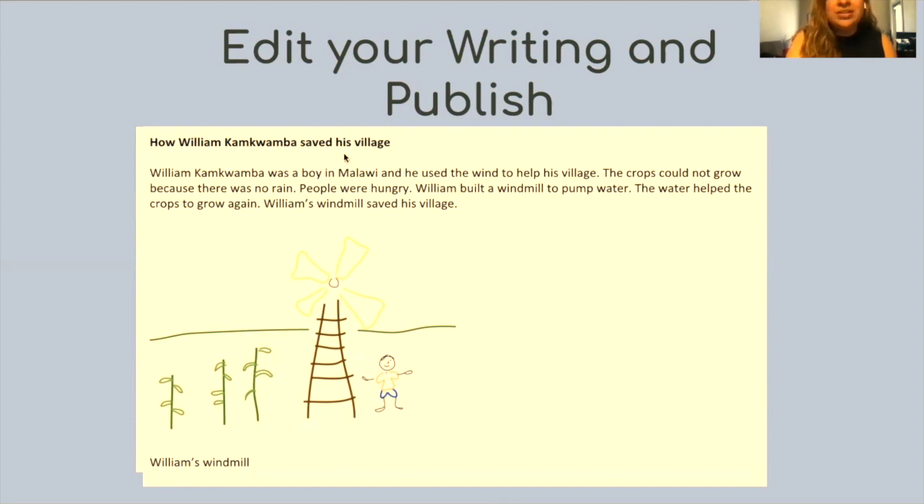How William Kamkwamba Saved His Village. William Kamkwamba was a boy in Malawi and he used the wind to help his village. The crops could not grow because there was no rain. People were hungry. William built a windmill to pump water. The water helped the crops to grow again. William's windmill saved his village.